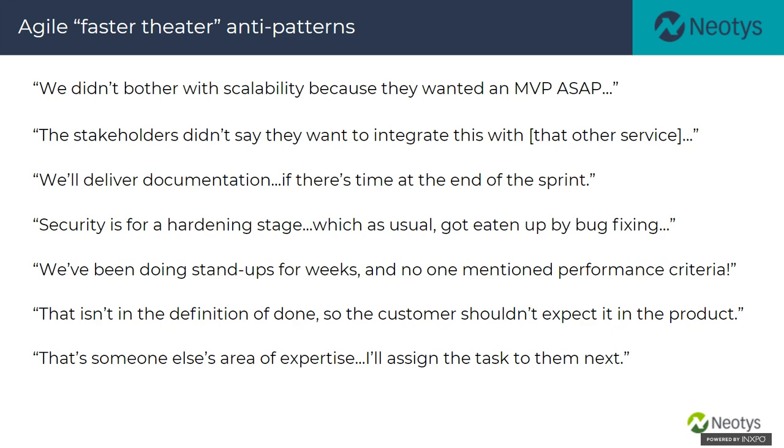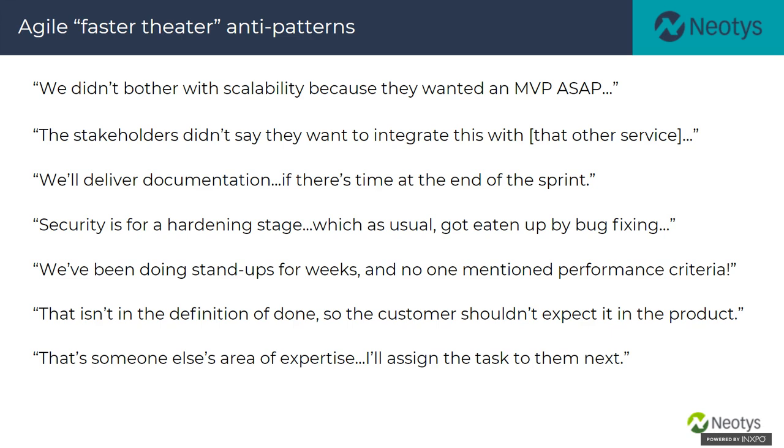But the thing is, I talk with a lot of customers, I talk with a lot of teams, and there are some things that I've heard play out in Agile teams. And there's signals for those who are listening that there's plenty of room for improvement. So for instance, we didn't bother with scalability because they wanted an MVP, a minimum viable product, as soon as possible, right? So we didn't really think about scalability. Unrelated to performance, but I hear it a lot. Well, we'll deliver documentation if there's time at the end of the sprint. Who's heard that? And you know what? Everybody benefits from documentation. So these are those kinds of things that get left to late cycle.